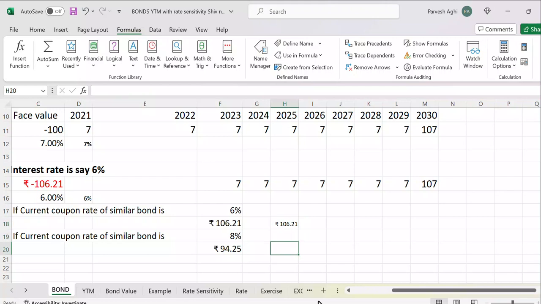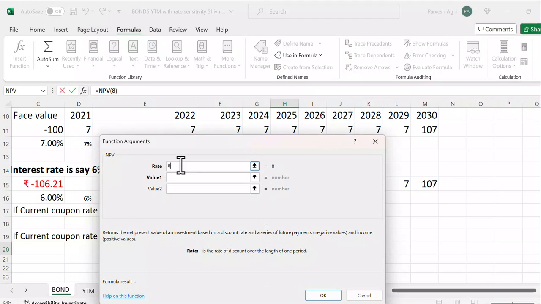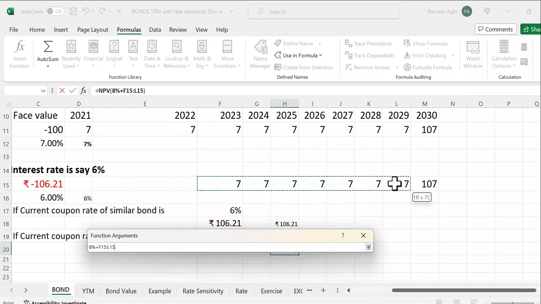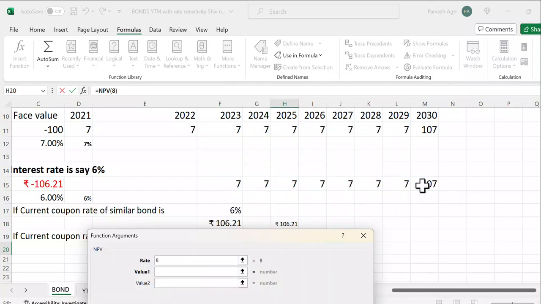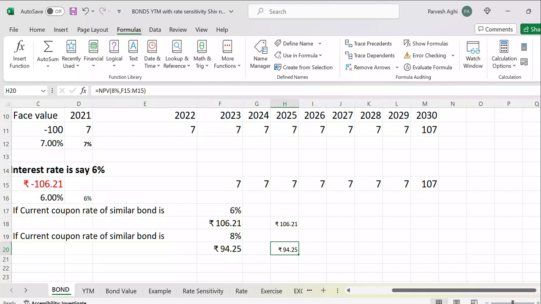So now, here I go to the NPV and pick up, what is the rate of interest now? 8%. 8%, very good. Okay. And now I'm going to select the values, all these values, okay? So if you are going to get 7, 7, 7, we are going to buy the old bond, isn't it? Which is going to give you 7 rupees coupon and at the end 107. So what is the present value if discounted at the rate of 8%? Which means 94.25.